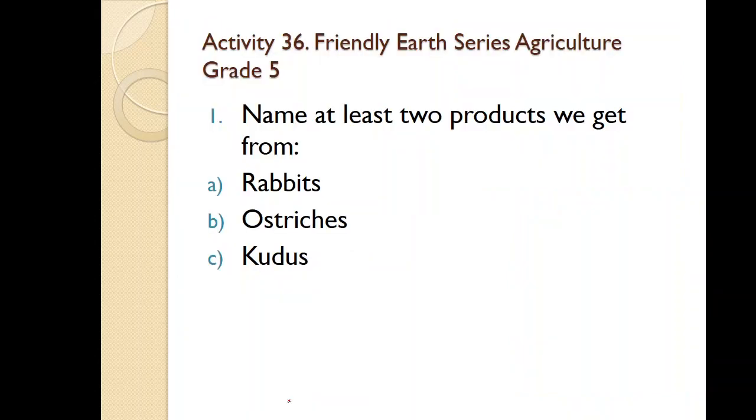Okay, now time for activity 36. In your agriculture grade 5 textbook, name at least 2 products we get from the rabbits and 2 products we get from the ostriches, and also 2 products we get from the kudus. This activity is on page 60 in your agriculture grade 5 textbook.